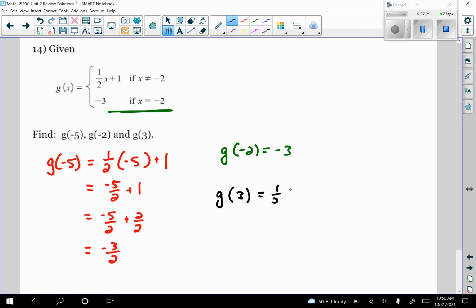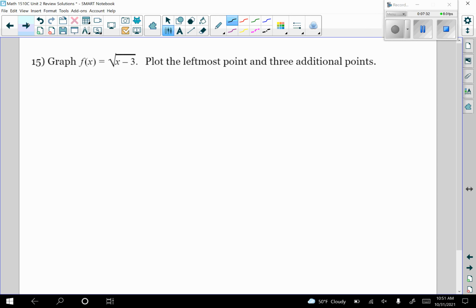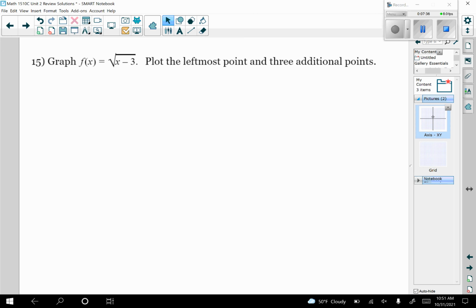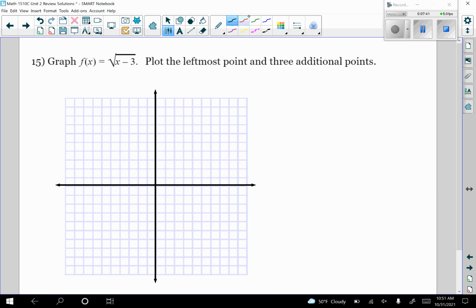So we get 1/2 times 3 plus 1. So we'll get 3/2, getting common denominators, 2/2. So we'll get 5/2. All right, here we're asked to graph. Again, you can make a table of values.